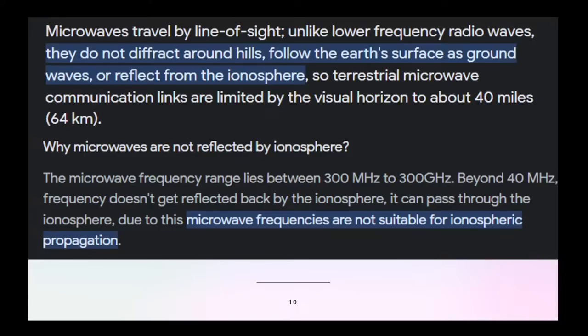Why microwaves are not reflected by the ionosphere. The microwave frequency range lies between 300 megahertz to 300 gigahertz. Beyond 40 megahertz, frequency doesn't get reflected back by the ionosphere. It can pass through the ionosphere due to the microwave frequencies. Due to this, microwave frequencies are not suitable for ionospheric propagation. Okay.